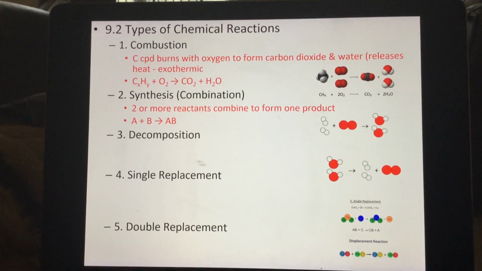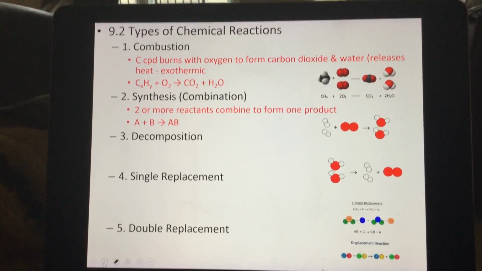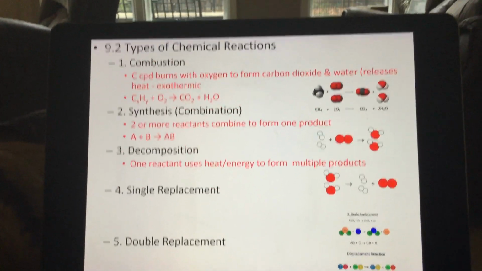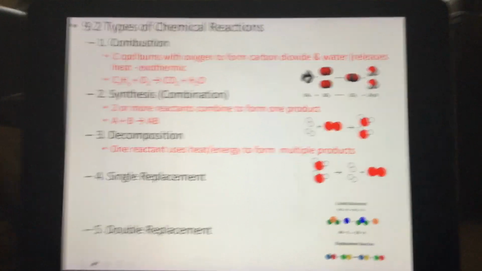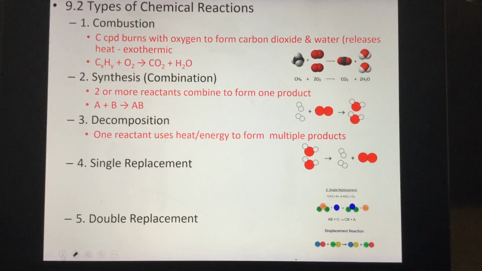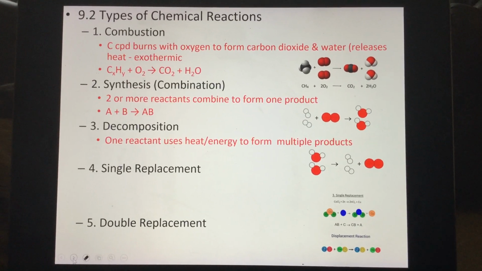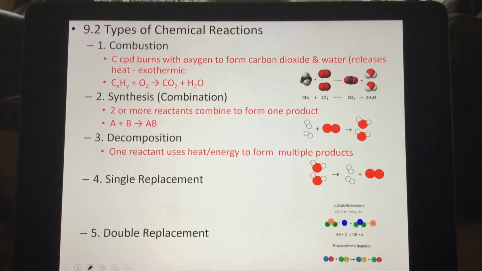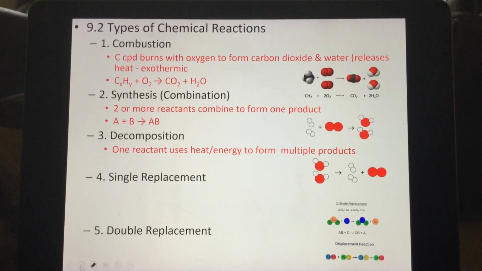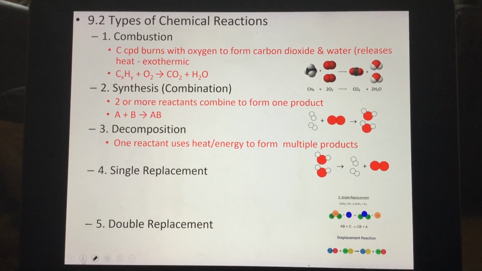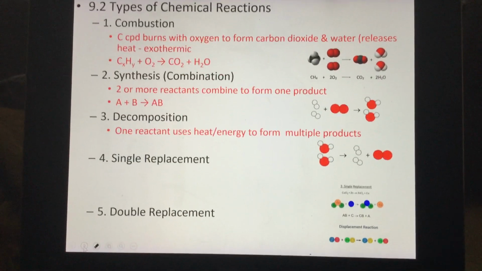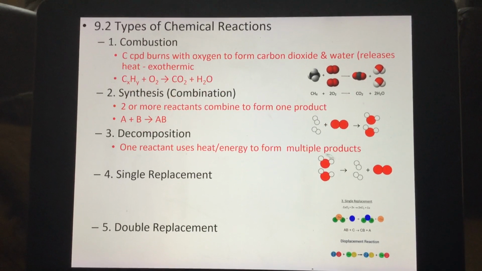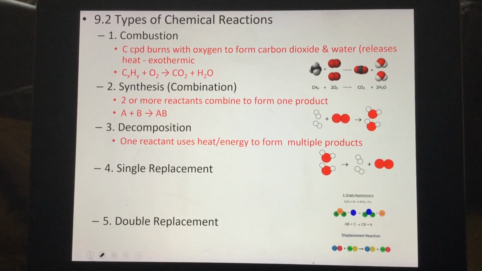The third type of reaction is called a decomposition reaction. This one you might have talked about in biology. It's actually the opposite of synthesis. With decomposition, we start with one reactant, and then usually it requires or uses some type of heat or energy to form multiple products. So that's your clue. We have just one reactant, but end up with multiple products.